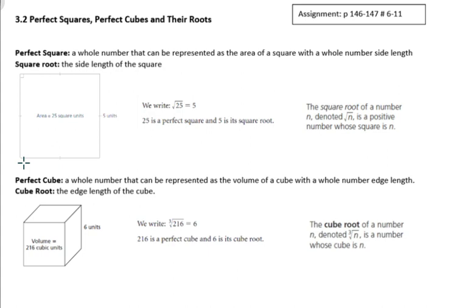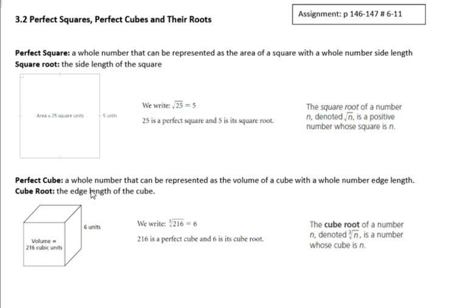So the square root is going to be that side length of the square. So the square root is 5 units. So if we were talking about 25 being a perfect square, and we take the square root of that, the square root is 5.